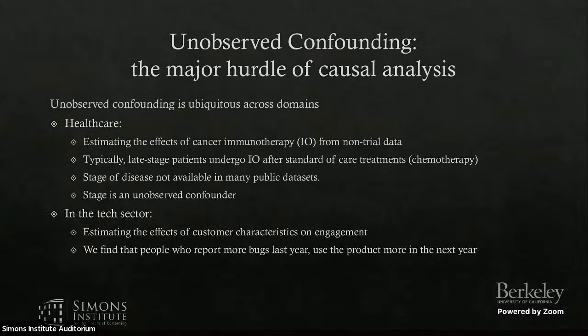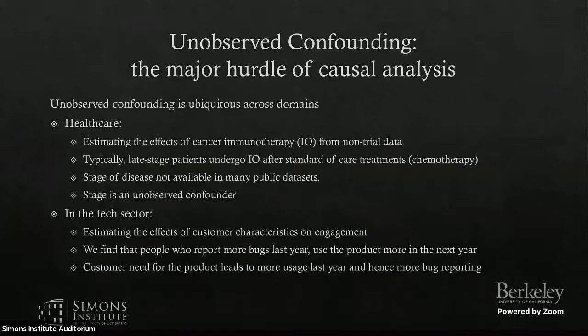And similarly, in the tech sector, for instance, you can get an anecdotal thing that when you try to estimate the effects of customer characteristics on engagement, you might find that people who report more bugs use the product more. And so you might end up saying, maybe we should increase the number of bugs so that people use the product more, but it's just that people that need the product more and are more engaged already are the ones that are reporting the bugs. And so those are the people that are going to be using the product more next year. And this product need is something that we do not observe.